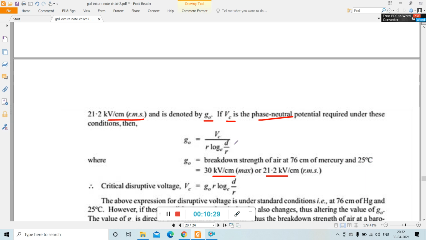From this expression we can calculate the critical disruptive voltage, that is Vc is equal to G0 r log base e d by r.